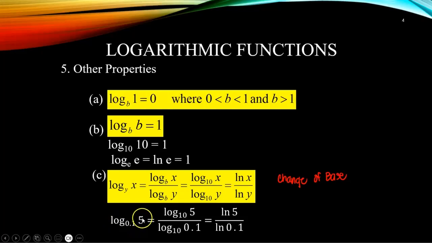For example, in here you have logarithm of 5 base 0.1. That can be written as logarithm of 5 divided by logarithm of 0.1, where their bases are both 10. Or ln of 5 divided by ln of 0.1. And the answers would be the same if you press them in your calculators.